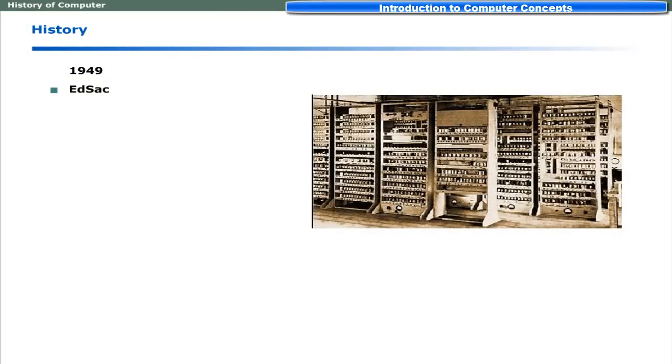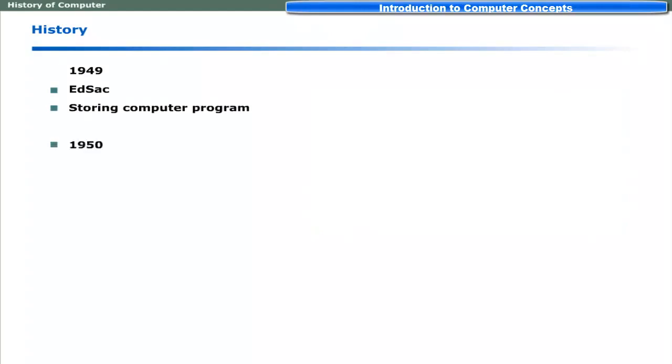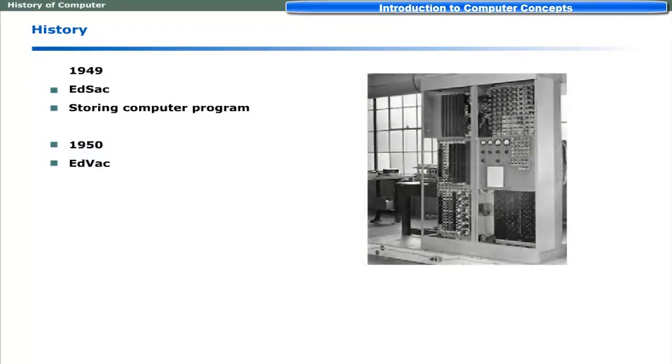In 1949, EDSAC was introduced. This was capable of storing computer programs. In 1950, EDVAC was developed. It could store instructions.